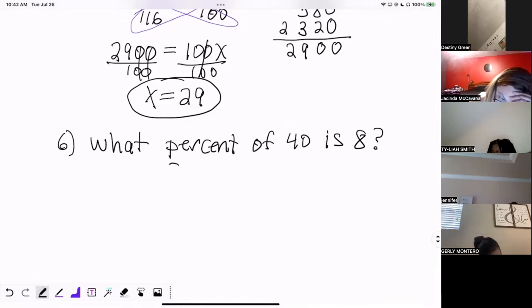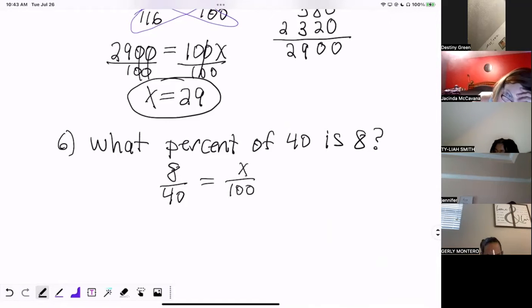Set up. 8 or 40. 8 is part of 40. It's the part, or you can think of it as the of is 40 and the is 8 equals x over 100. Okay, you solve this one. See what you get. You cross multiply.